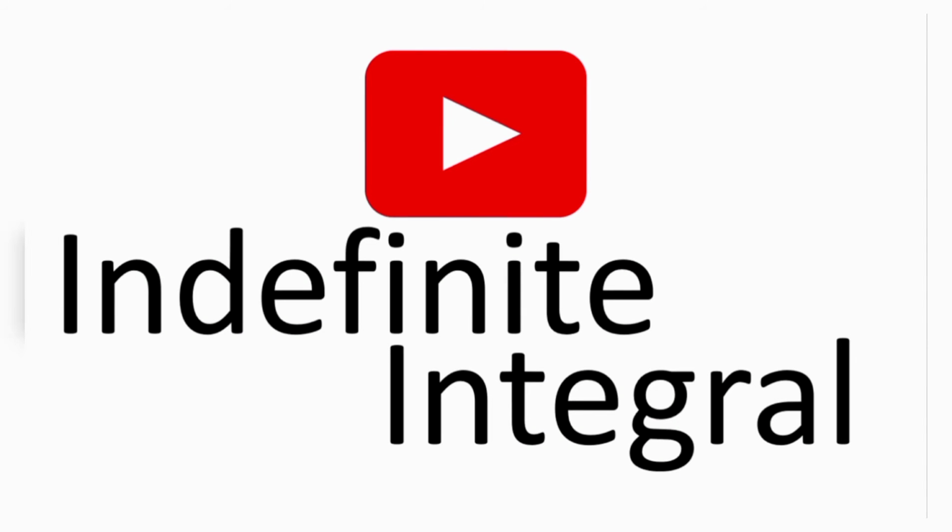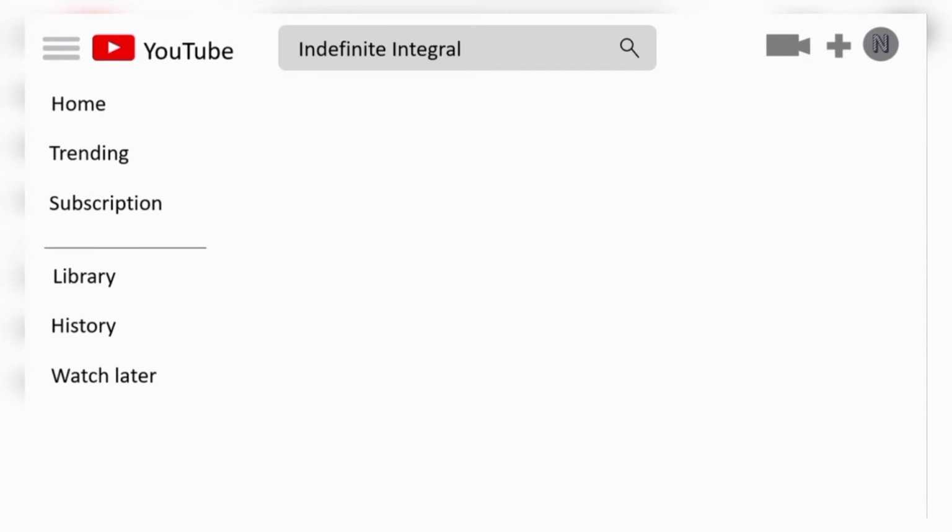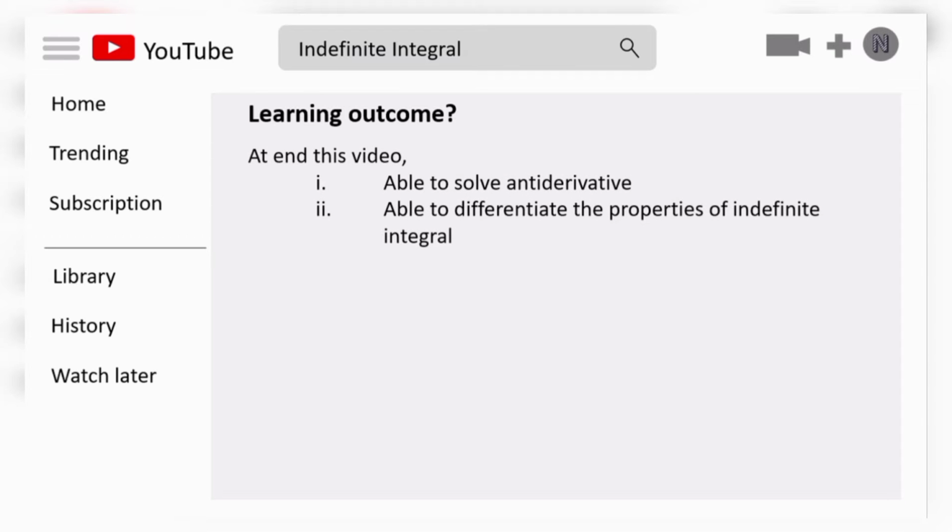Indefinite integral. Learning outcome. From here, what will we get at the end of this video? We will be able to solve antiderivatives, and second, we will be able to differentiate the properties of the indefinite integral.